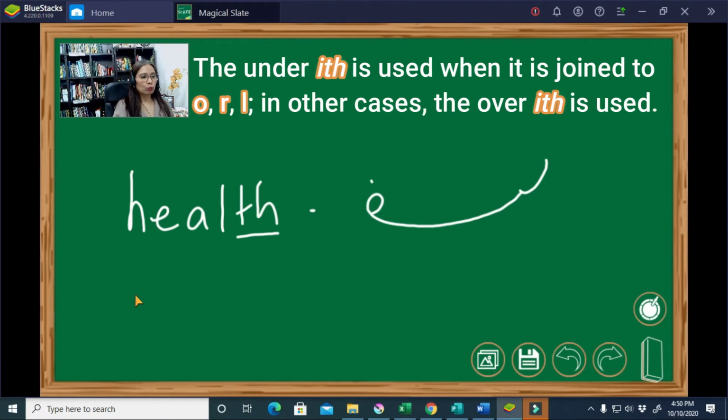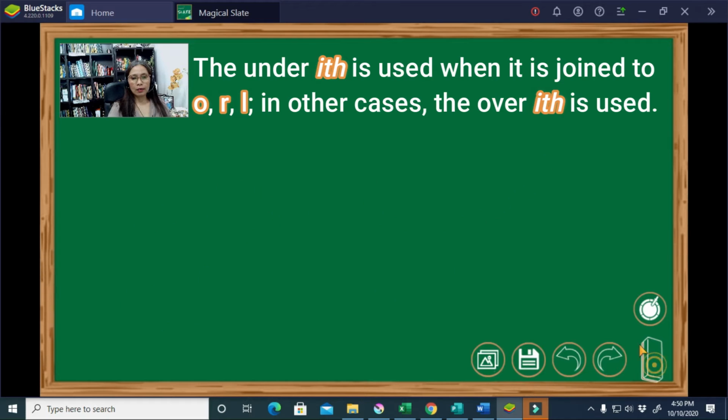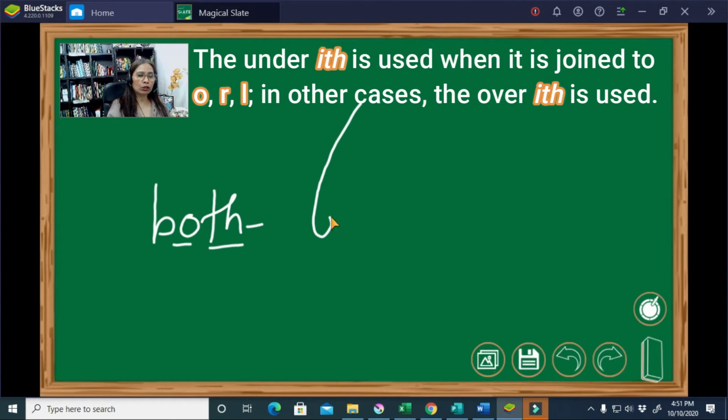Another example, we have the word earth. Alright, this is R. We do have here the TH again, so use under if, joining that, E and then R, and under if. The word is earth. Alright. Last example for that under if rule principle, we have the word both. This one is O, and this one is TH. So we have B and O. So what are we going to use? It should be under if.